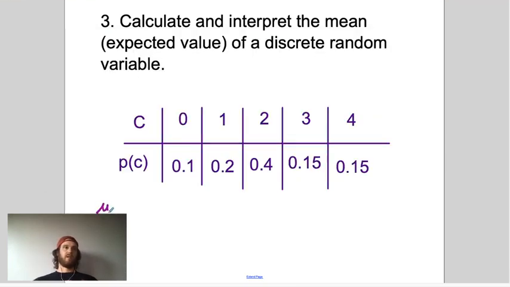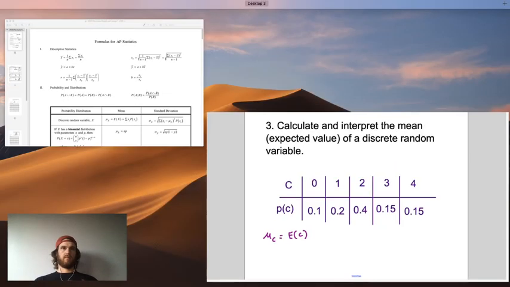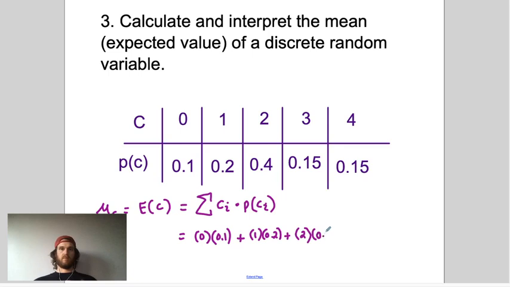The way that we say that is mu of c, or the expected value of c. Can we see that okay? It's a little hidden, it's okay. Mu of c, or the expected value of c, is equal to the sum of all of the c sub i's times the probabilities of all of those c sub i's. So what is that going to be equal to? That is going to be 0 times 0.1, plus 1 times 0.2, plus 2 times 0.4, plus 3 times 0.15, plus 4 times 0.15.